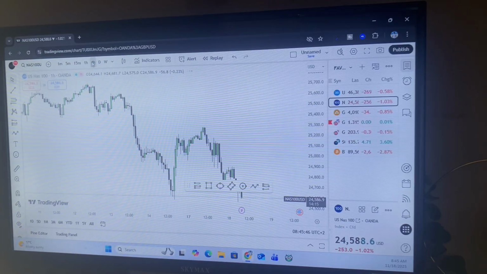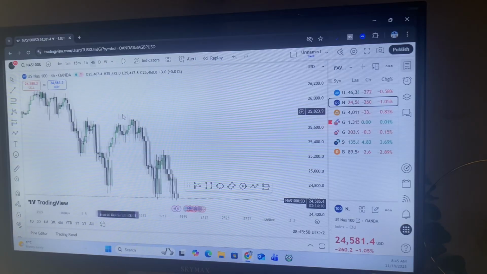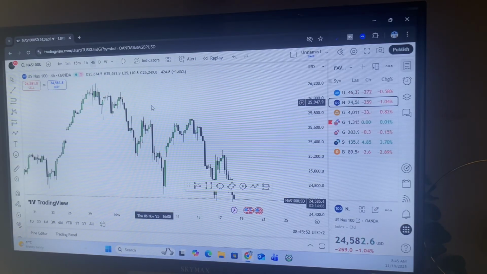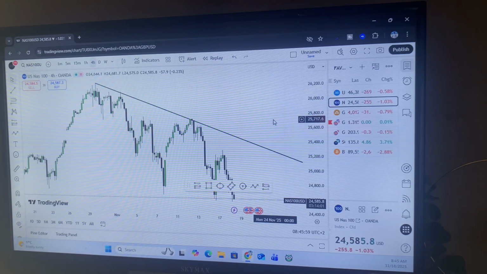We start from the 4-hour time frame as always. Now, what do we see? We can see that from the highest point to the lowest point, we are on a downward trend.